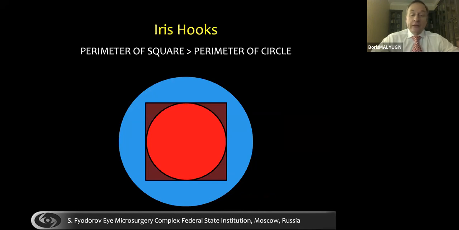However, we don't like square pupils. Why is that? The answer is quite simple: given the same size of the pupil, the perimeter of the square is much longer than the perimeter of the circle. And that's why when we do have a square pupil, there is always a tendency to overstretch the iris tissue.